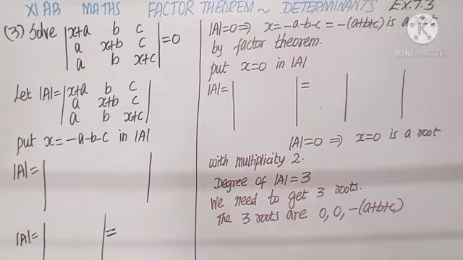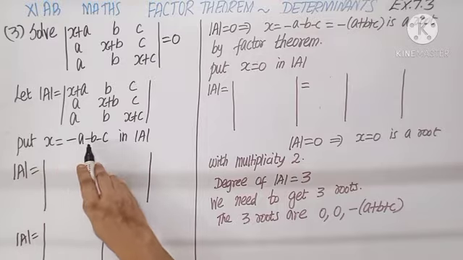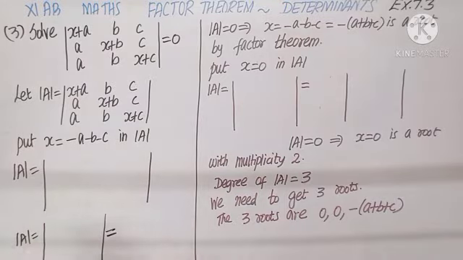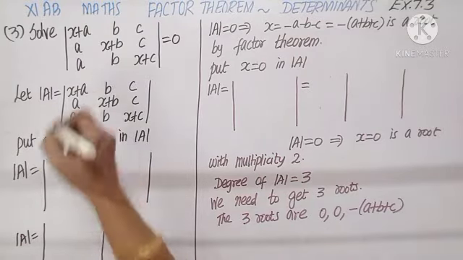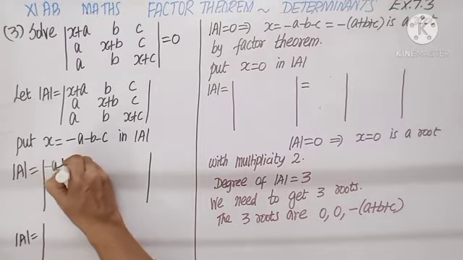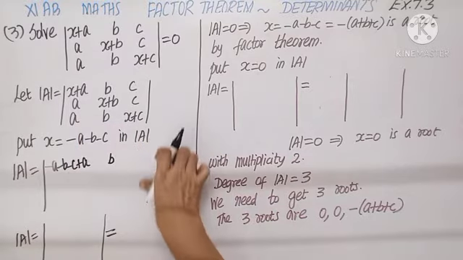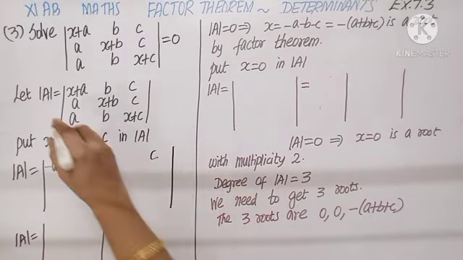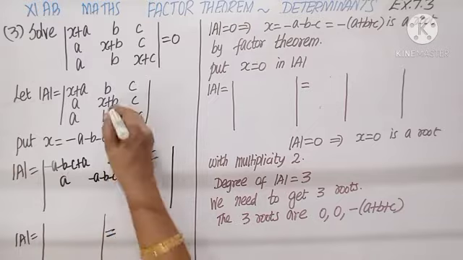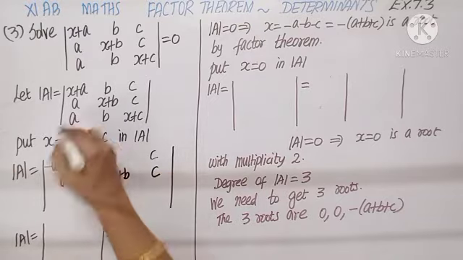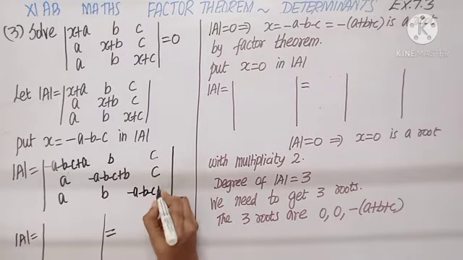If x plus a plus b plus c is a factor, I will get x is equal to minus a minus b minus c. Substitute wherever x comes, minus a minus b minus c in determinant A. I get minus a minus b minus c plus a, b as it is, c as it is. Second row, a as it is, in the place of x minus a minus b minus c plus b, c. Third row, a as it is, b as it is, in the place of x minus a minus b minus c plus c.